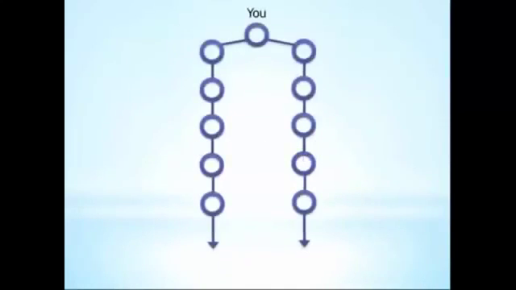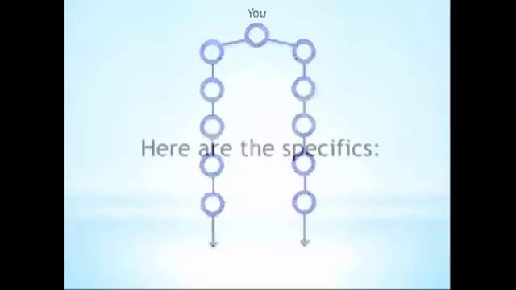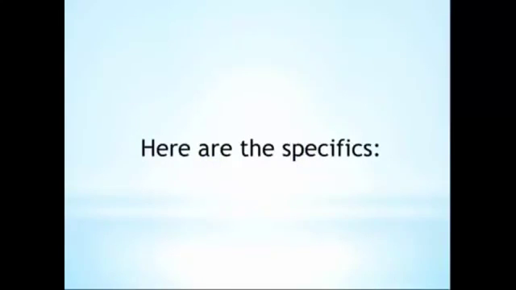Now, don't worry. It may seem complicated, but in reality it's very simple. All you need to do in Jeunesse's plan is build two lines straight down. If you can do that, you can be successful with this plan. Let's talk about the specifics.